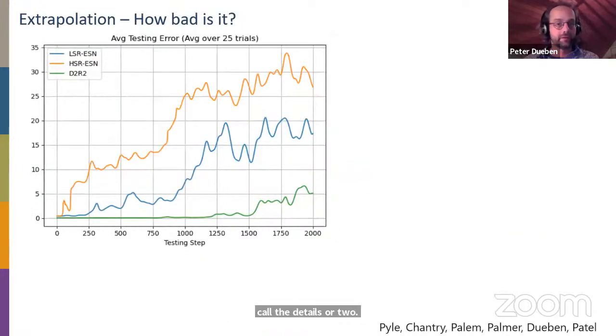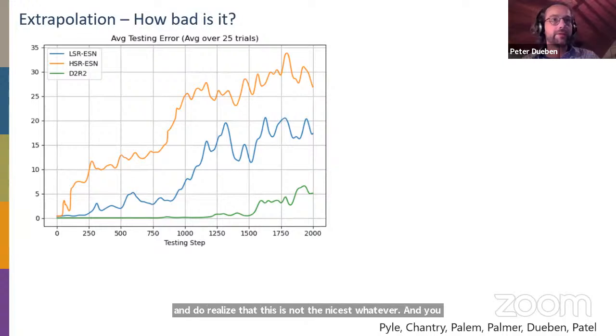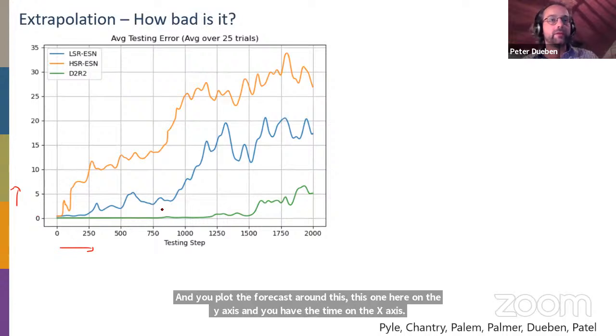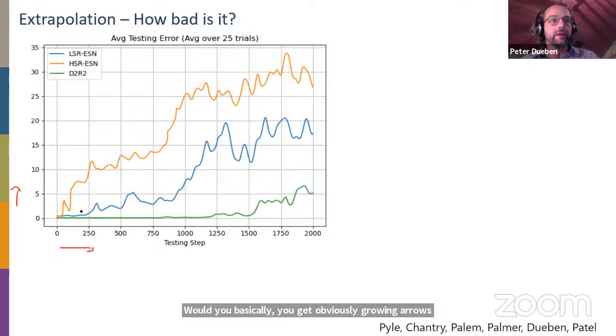If you just learn the Lorenz 63 model as is, and I do realize that this is not the nicest plot ever, and you plot the forecast error on the y-axis and the time on the x-axis, you obviously get growing error. It's a chaotic system, so you will always see errors growing over time. The blue line here is what we get for the best performing echo state network, and the green line is what we get for the regression technique.